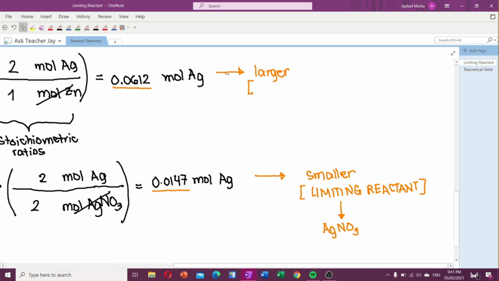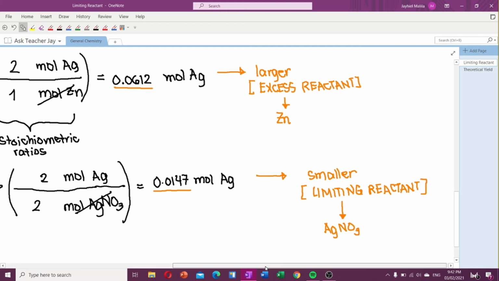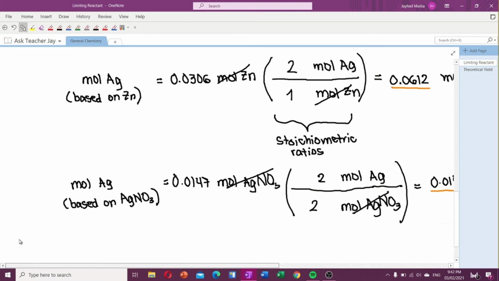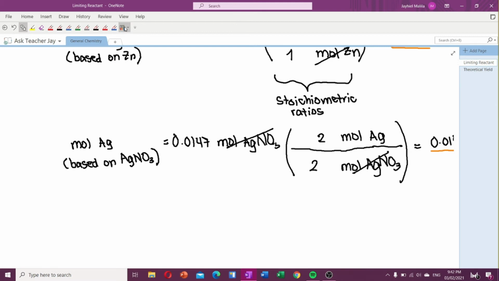On the other hand, the larger value will give us the idea that the amount of reactant used to get this value over here is the excess reactant. Okay, so that is zinc. So we now know that our limiting reactant is AgNO3 and our excess reactant is zinc. We have to take note that when we know already the limiting reactant, our basis of calculations for the succeeding steps will be based already on the limiting reactant.